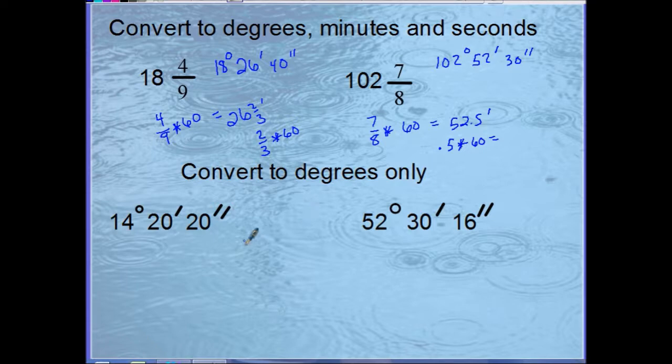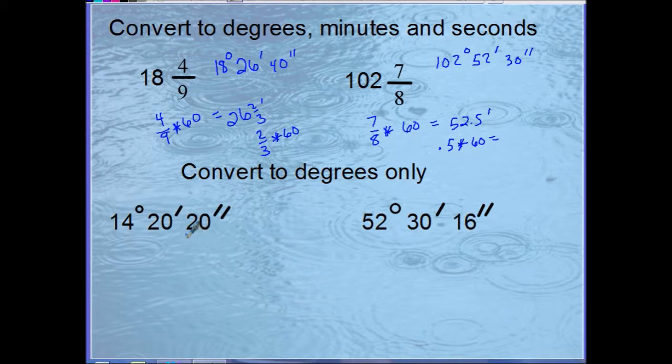Now let's work our way backwards. We have it in degrees, minutes, and seconds. We want to go backwards and go to degrees only. So we want to either write it as a terminating decimal or as a fraction. So here we go. We want to start from the right side. We want to work our way backwards. So we want to turn those seconds into minutes, then those minutes into degrees.